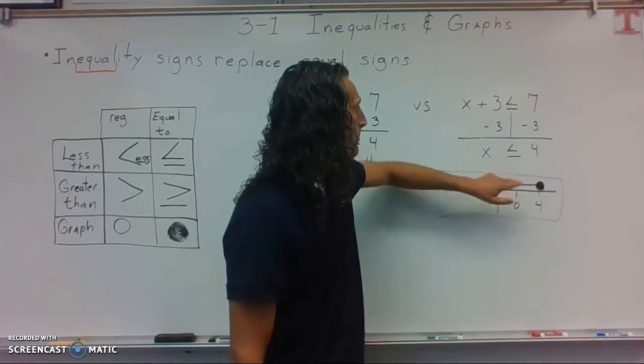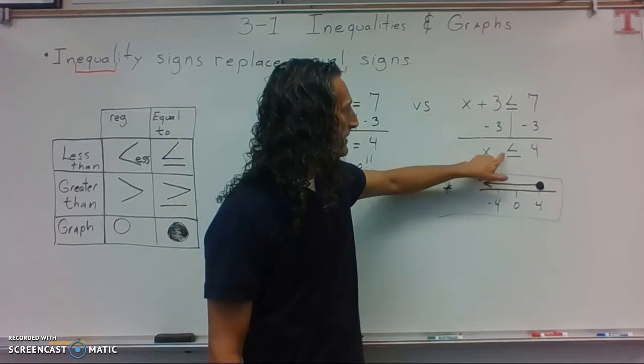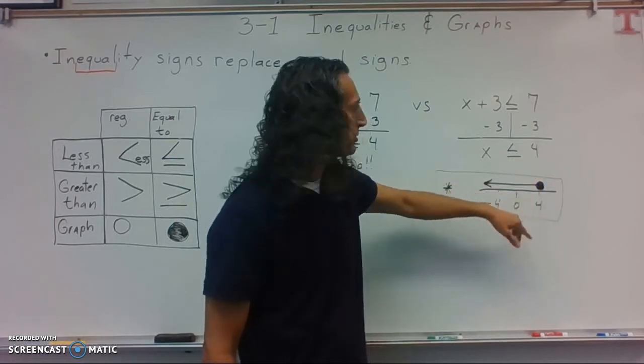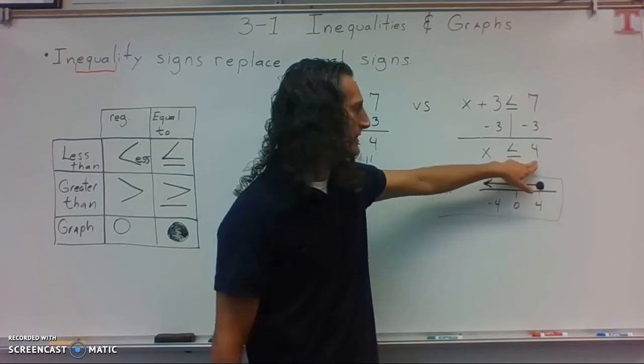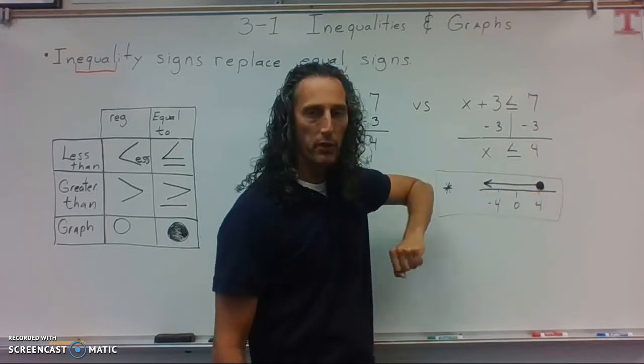Now, again, if I look at my little table right behind me, the equal to's always have to have a closed dot. So you just put a closed dot above your answer. So if that would have been 17, you put the dot above 17. But our answer is 4, so put the dot above the 4.